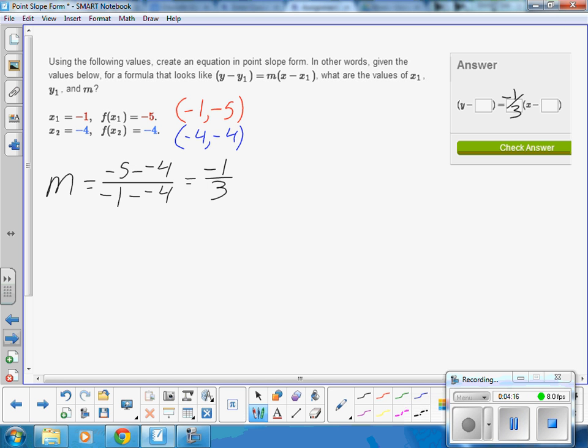Now for the y and the x value, I could either use the red point or the blue point. It doesn't matter which one I use. I'll use the red again. Our y is a negative 5, and our x is a negative 1. And that would be your answer. Let's take a look at the next problem.